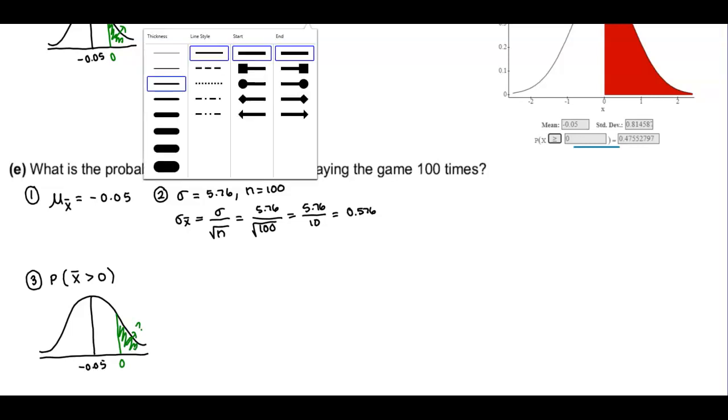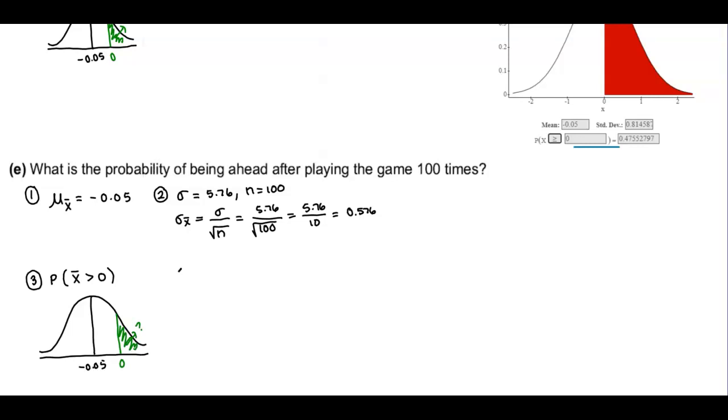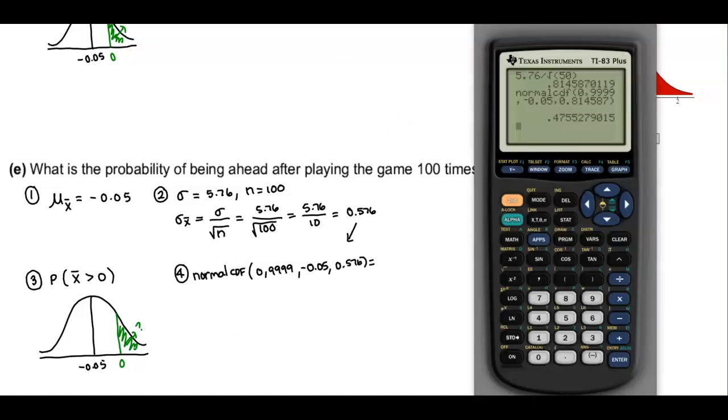Okay, so again, we're going to use our calculator or StatCrunch. So we have normal CDF, our lower bound number is 0, our upper bound number is 9999. We know that our mean is negative 0.05, and now our standard deviation of the sample mean is 0.576.